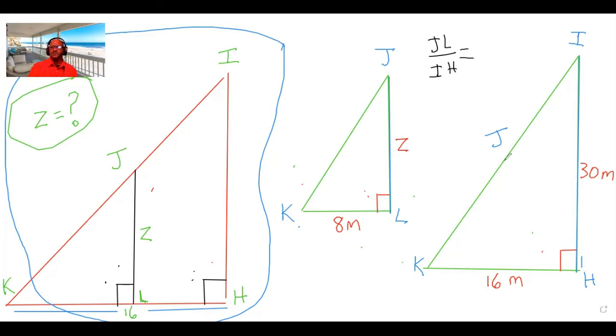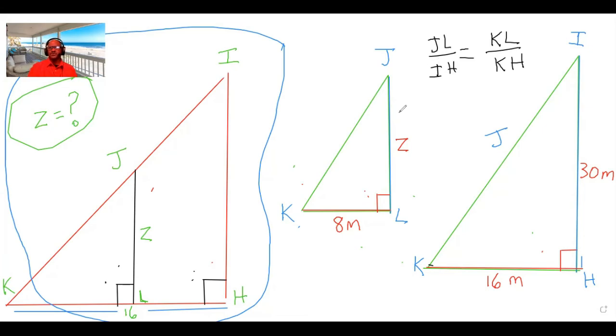How about KL? Right here, KL. What does it correspond to? Yes, KH. Let's write those down. So you said KL and KH. Now all we have to do is put the numerical values here, and it's a regular proportion.